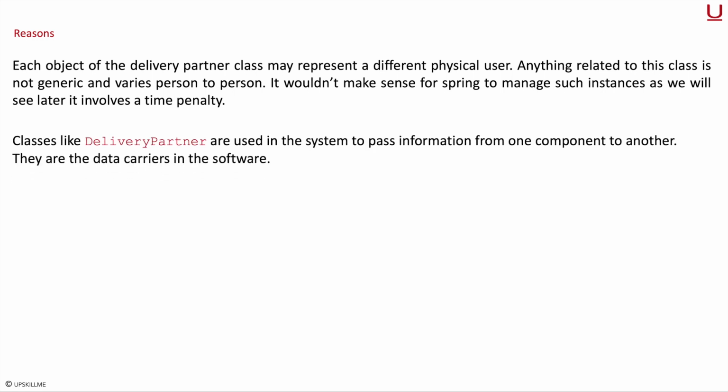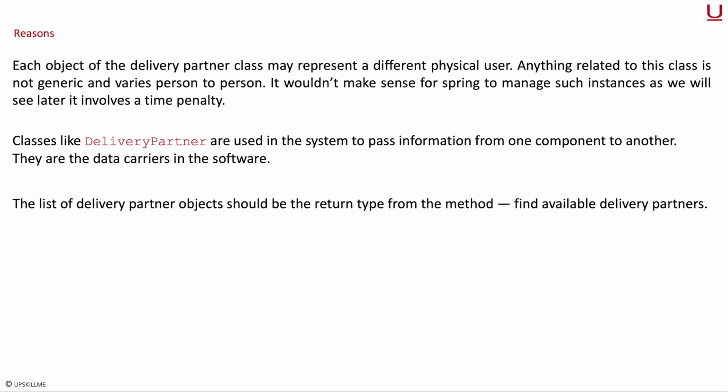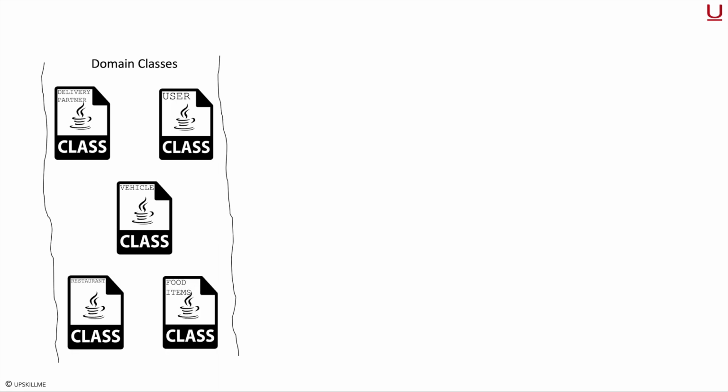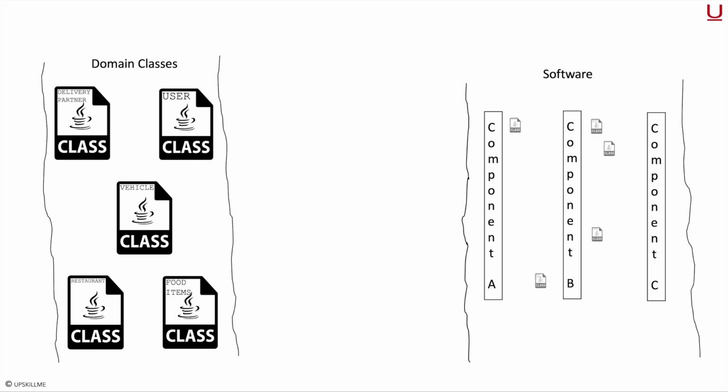Number 2. Classes like delivery partner are used in the system to pass information from one component to another. They are data carriers in the software. The list of delivery partner objects should be the return type from the method find available delivery partners. Delivery partner or user or vehicle or restaurant or food items are all domain classes. The objects of these classes are passed around in the application to pass information from one component to another.